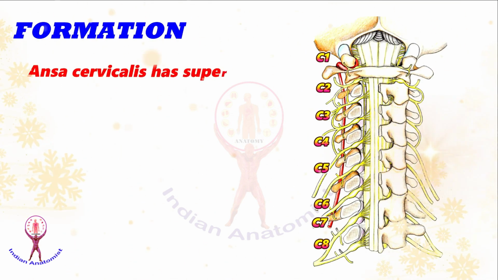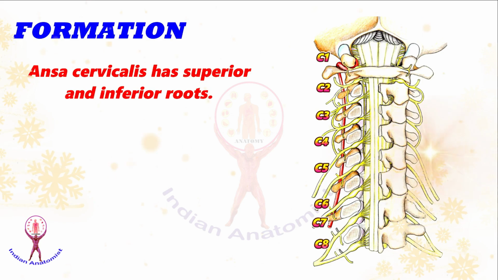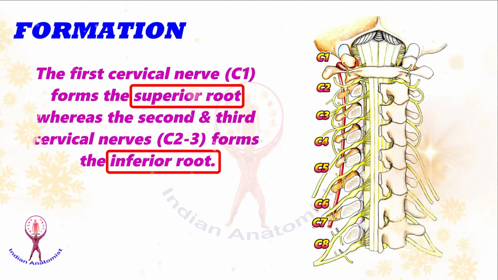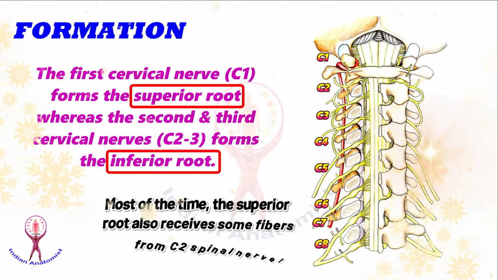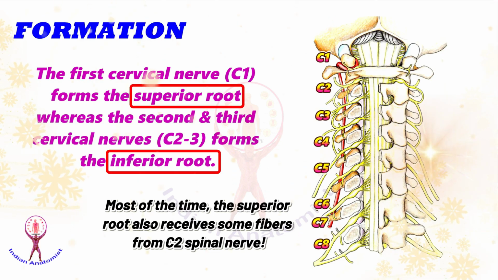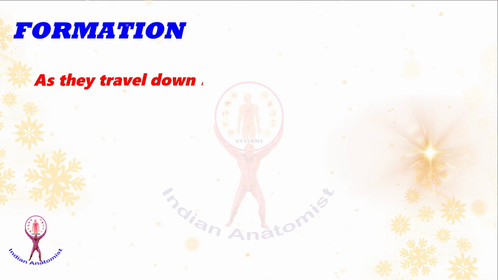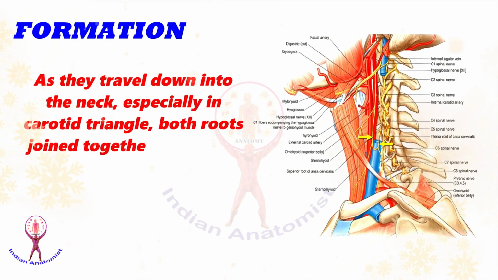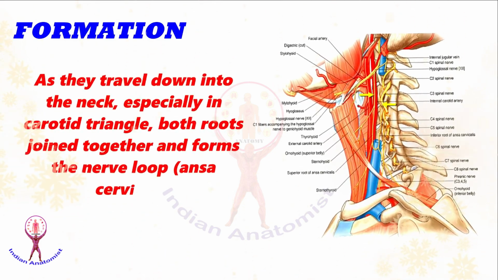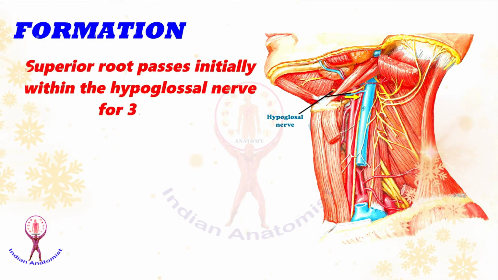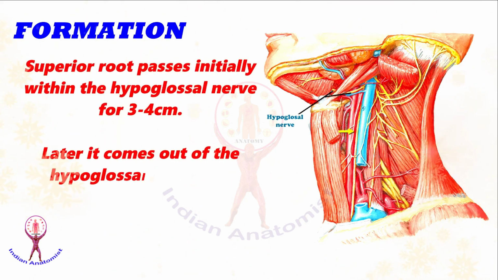How the Ansa Cervicalis is formed. Ansa Cervicalis has superior and inferior roots. The first cervical nerve forms the superior root, whereas the second and third cervical nerves form the inferior root. Dear students, most of the time, the superior root also receives fibers from the C2 spinal nerve. As they travel down into the neck, especially in a carotid triangle, both roots join together and form the nerve loop, Ansa Cervicalis.